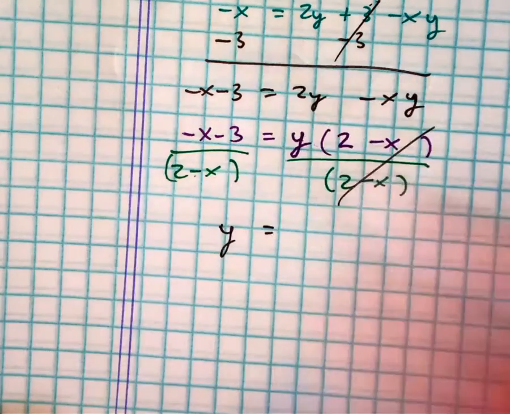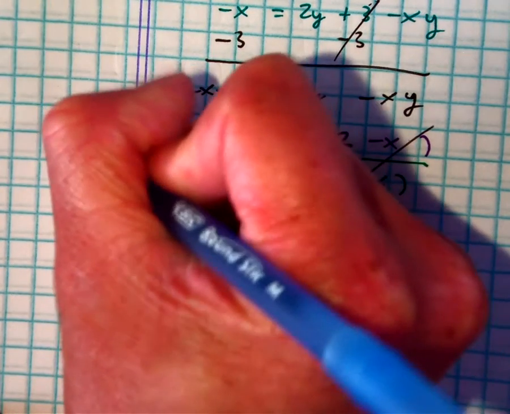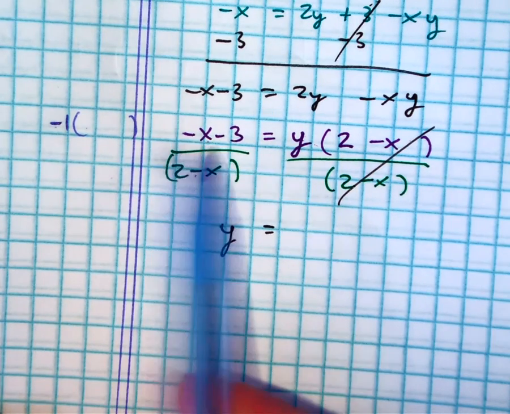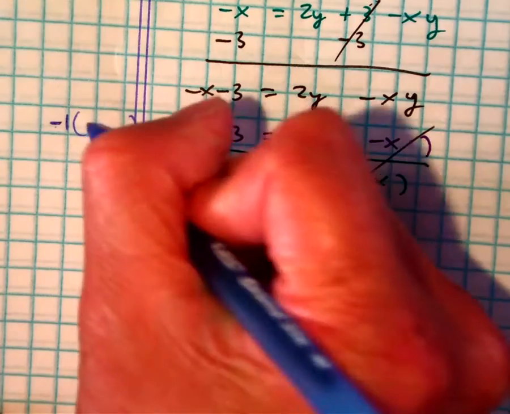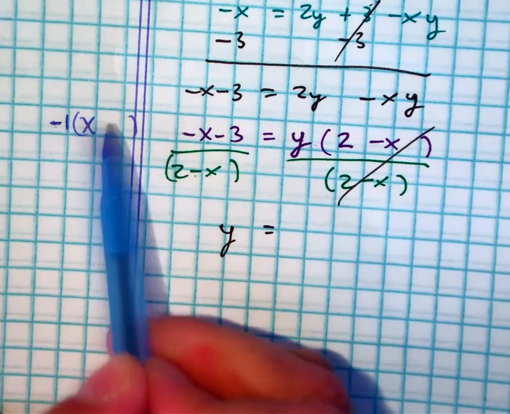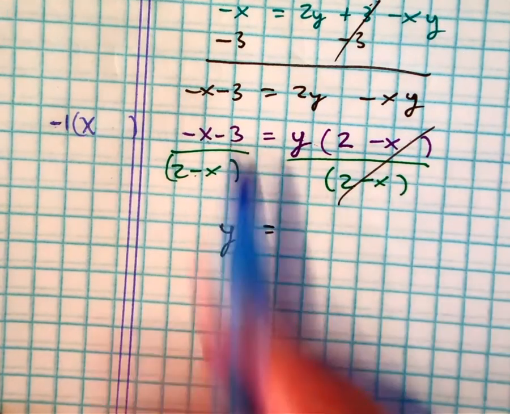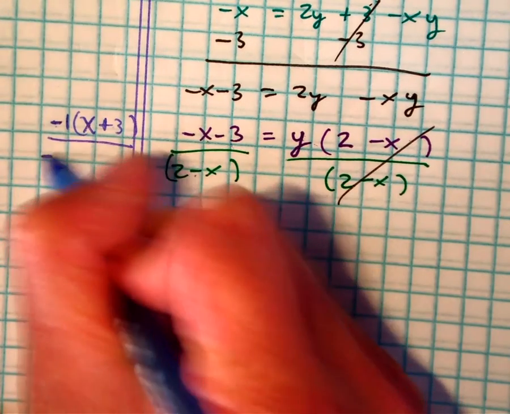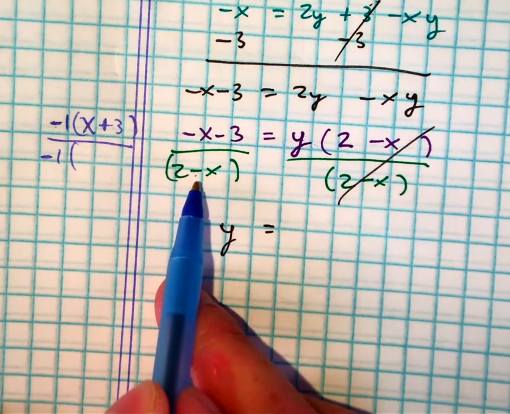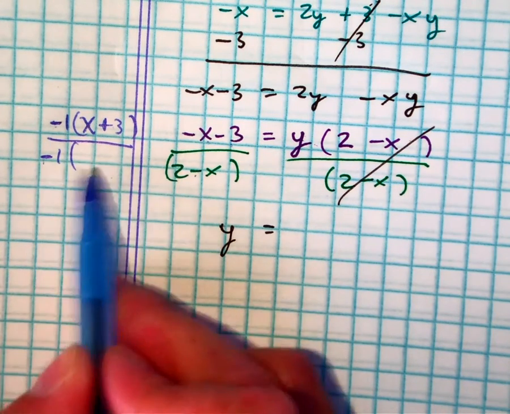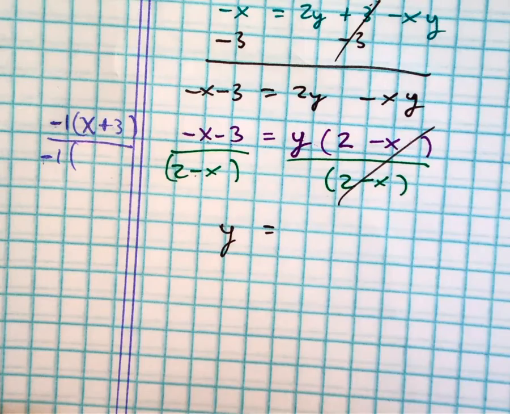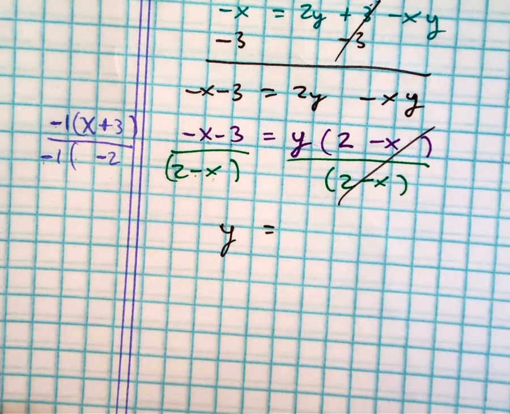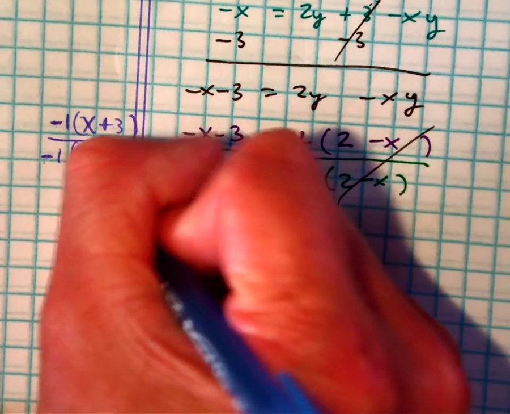So if I factor out a negative 1 from both of these, negative 1 times something equals negative x. What goes there, class? X. Negative 1 times something equals negative 3. Positive 3. Yes? If I factor out a negative 1 from the denominator, negative 1 times something equals 2. Negative 2. Negative 1 times something equals negative x. Positive x.